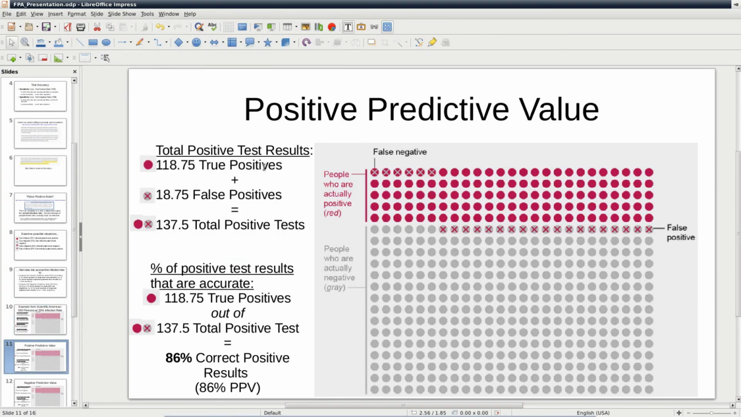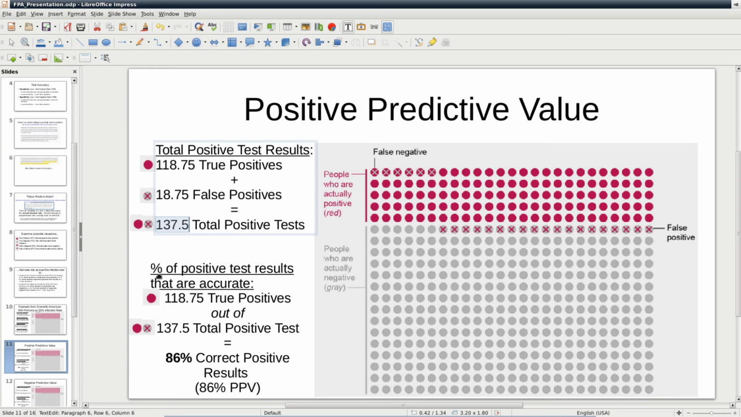So we're going to look at the positive test results to determine the positive predictive value. Remember, we had 118.75 true positives, and then we add in the 18.75 false positives, which gives us a total of 137.5 positive tests from our result. You can see the little icons show what that is. So 137.5 should be rounded up to 138. We got these red ones and then these little gray ones with the red X's. Those are the positive test results.